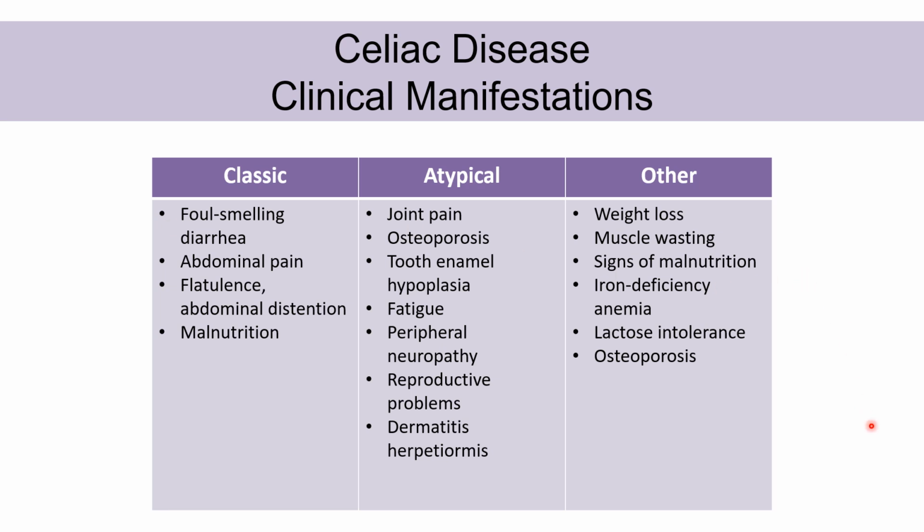So the classic signs are foul-smelling diarrhea, abdominal pain, flatulence or gas, abdominal distension, and malnutrition. These atypical and other signs could happen, but those classic signs are what you're going to see the most.